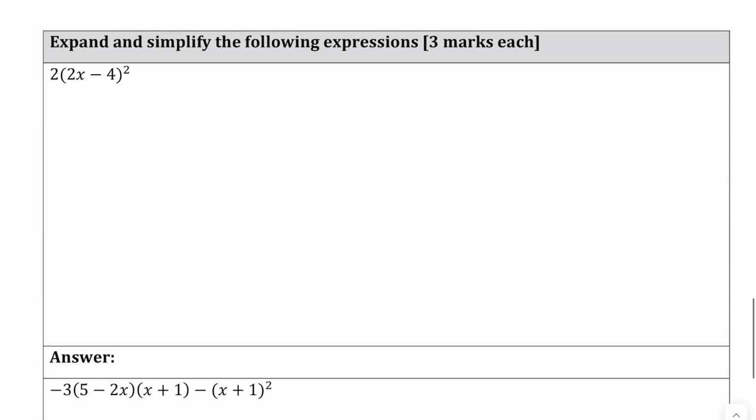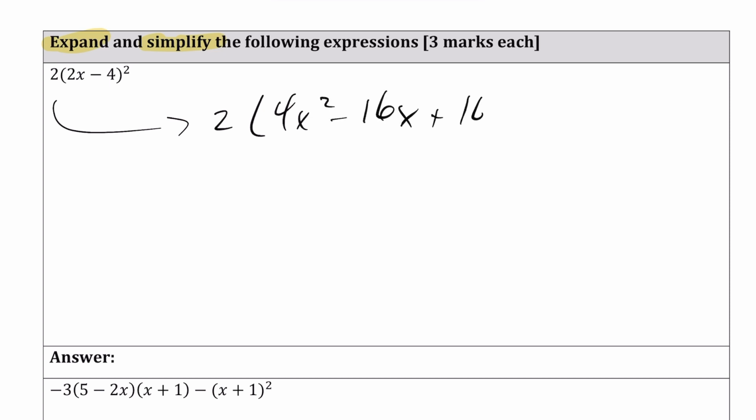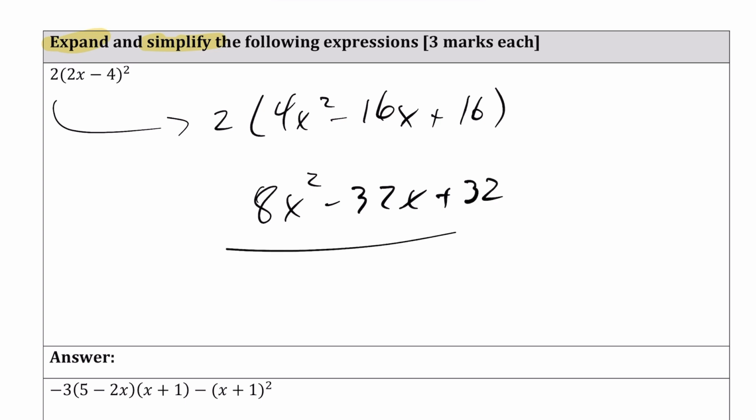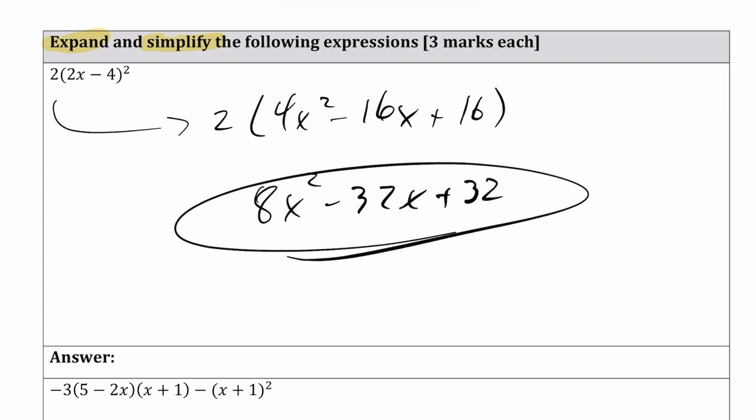Moving on, here are two different types of problems. They want us to take a look at expanding and simplifying the following expressions. So with this one here, you're going to go ahead and square the first term, giving you 4x squared. First times second times 2 is minus 16x. And lastly, you get 16 when you square the last term. Distributing, so doubling all these numbers, we have our expanded and simplified expression.